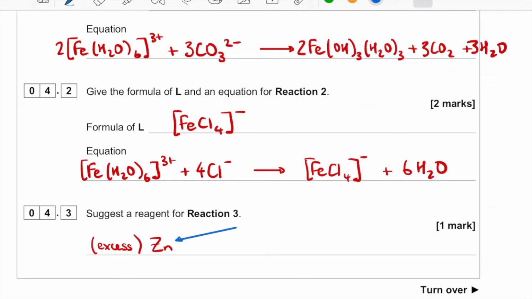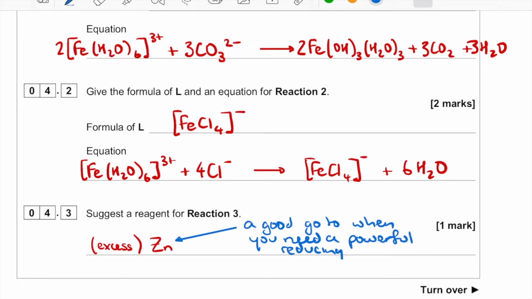So I guess anything that we can learn from this question, other than this is simply the answer to this question, is I think that zinc is a good go-to when you need a powerful reducing agent. And if you are given an electrode potential and zinc is on there, don't automatically assume that zinc is the most powerful one, but have a look and see if it makes sense. Okay.